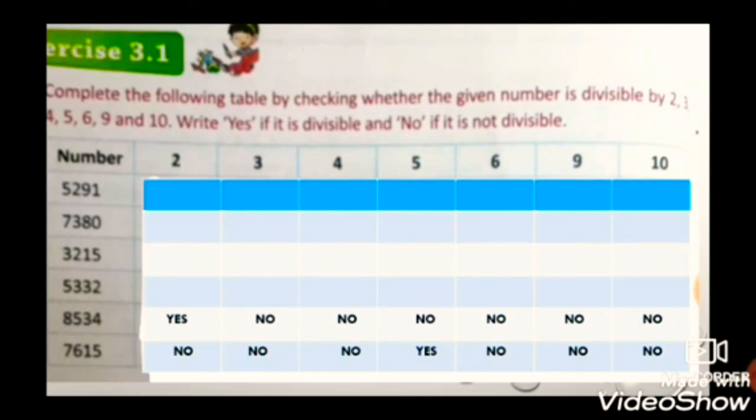Now, fill the row of 7615. The number 7615 is divisible only by 5 and not by any other numbers 2, 3, 4, 6, 9 and 10. So, write yes straight away to 5 and write no straight away to other numbers 2, 3, 4, 6, 9 and 10.